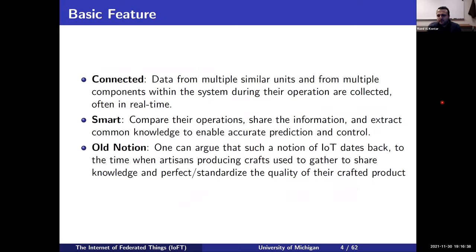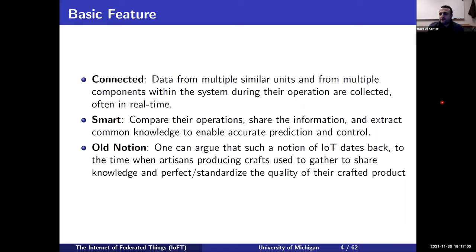So what are the basic features? As I mentioned, connectivity, data from multiple similar units. Take an example, cars on the road. Right now, many companies have some services where they have sensors on your cars and they're monitoring the performance to keep you informed about the health of your vehicle. We have data from multiple similar units that are collected often in real time. And this is what brings connectivity into play.